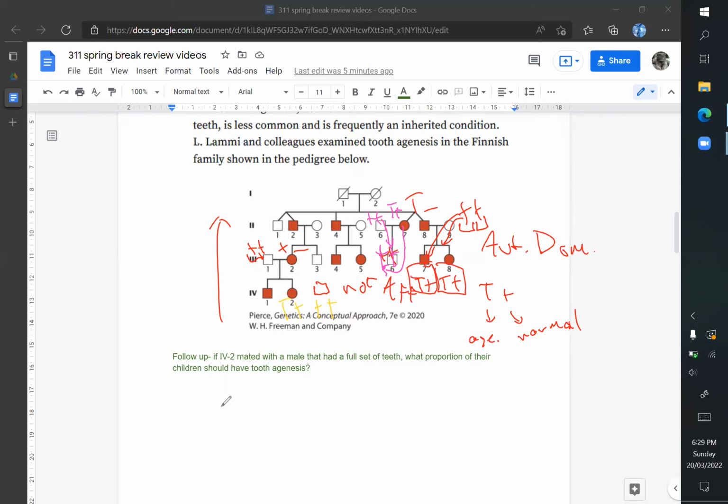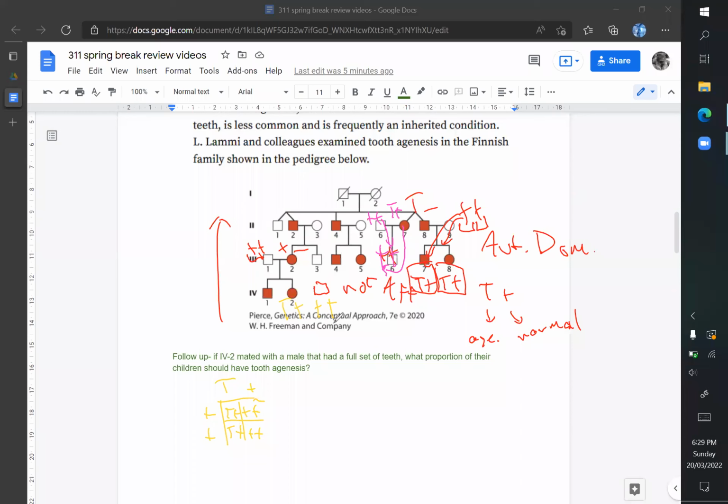We can do this cross very quickly. Female on top. I'm going to rewrite it, sorry. Hopefully you can hear me. Tt, and the male who had a full set of teeth, they were unaffected. So the female passes on one gamete of capital T, one gamete of lowercase t. The male can only pass on lowercase t because they're unaffected.